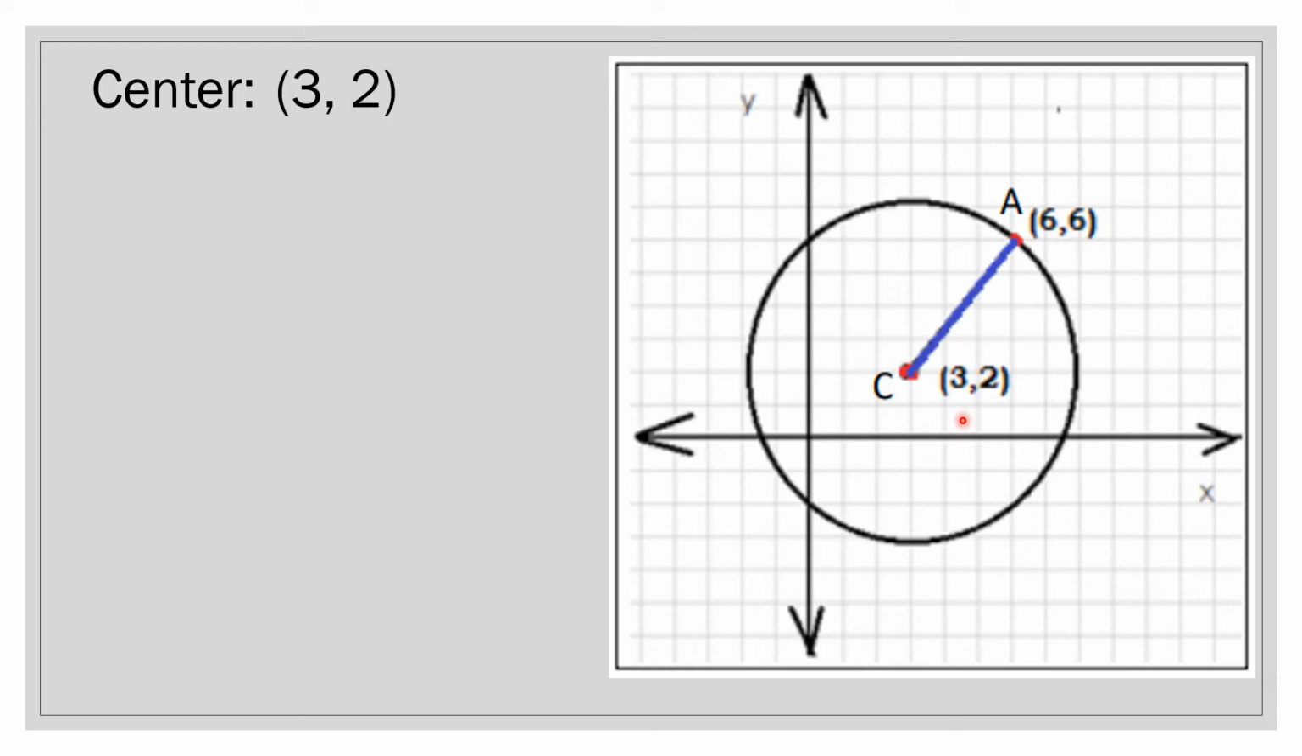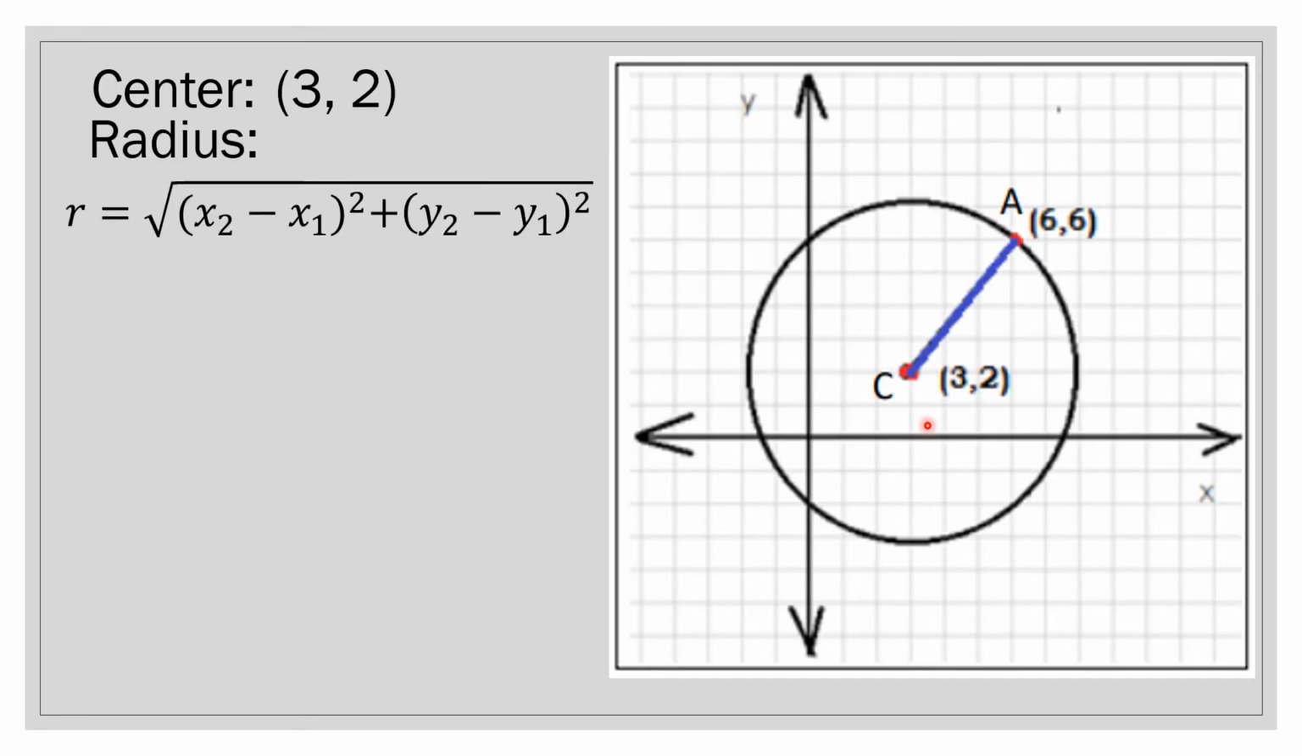So the center is at (3, 2), that is our center, this one. And then next we need to find the measurement of our radius. To solve for the radius, we're going to use the distance formula. We're going to let (3, 2) be our x sub 1 and y sub 1, and (6, 6) will be our x sub 2 and y sub 2, and plug it into our formula.